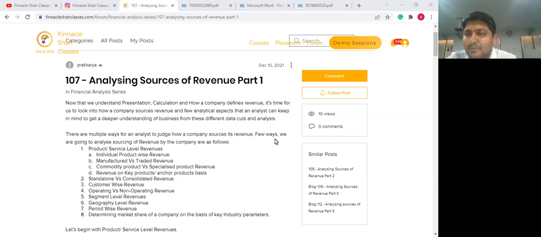Remember the 3-step process of financial statement analysis: gather the data, understand the data, and then analyze the data. Now that we are done with the first 2 steps, let's focus on the 3rd step, which is most important: how to analyze revenues. In this process, we are going to talk about various angles through which you can analyze revenues. One is understanding various sources through which a company generates revenue.